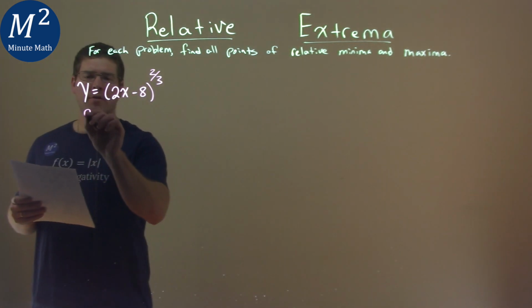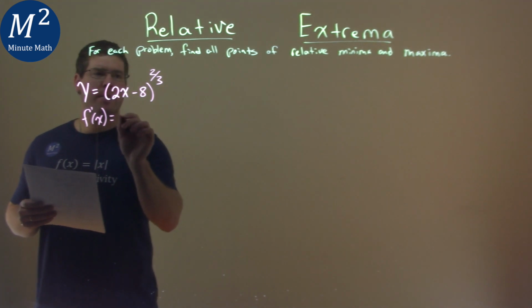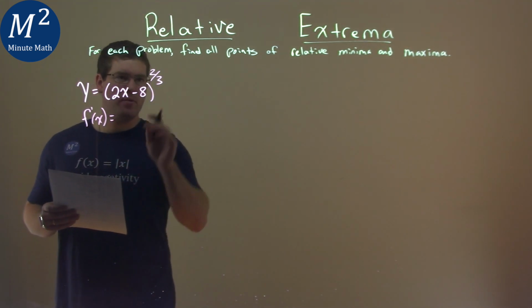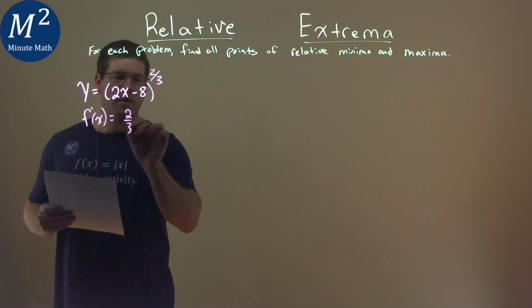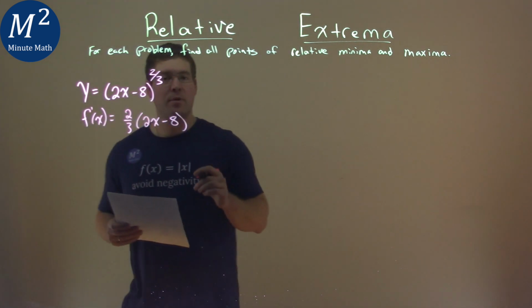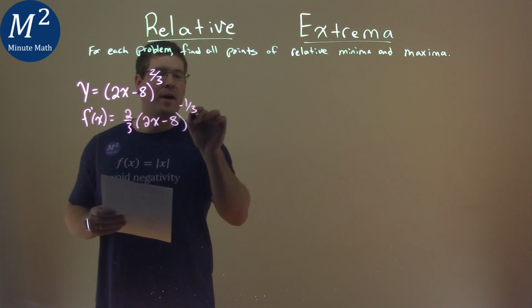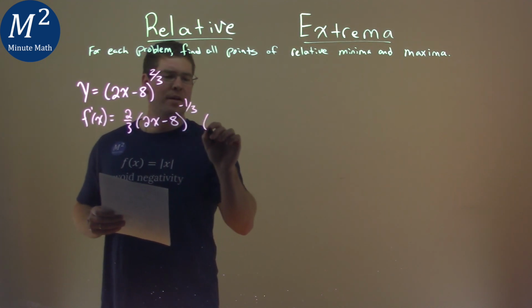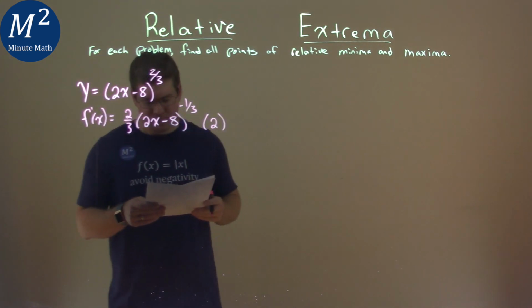So to find my derivative, I take f prime of x here and call it that. Use our power rule and chain rule. 2/3 comes down. We have a 2x minus 8 here. Subtract the exponent by 1, so we have a negative 1/3 in the exponent now. And the derivative of the inside is just a 2.